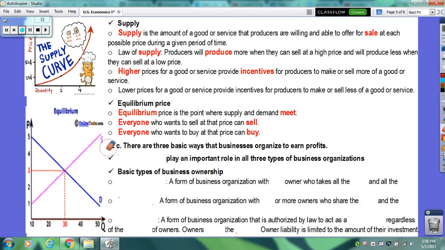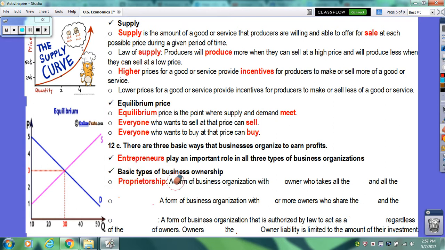Moving on to the next points. There are three basic ways that businesses can organize and earn profits. Entrepreneurs play an important role in all three types of business organizations because people with good ideas, plans, and thoughts are going to be needed in order to drive business forward and keep it successful. So the three basic types of business ownership are this.